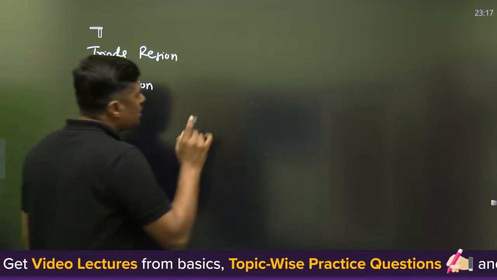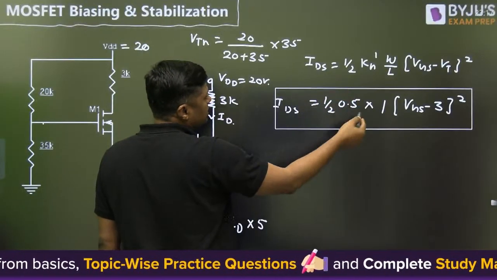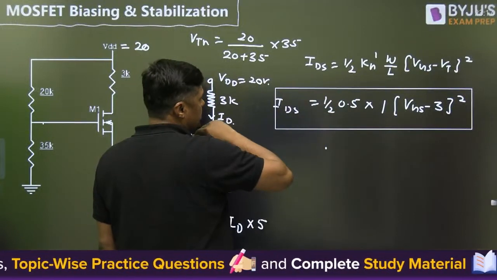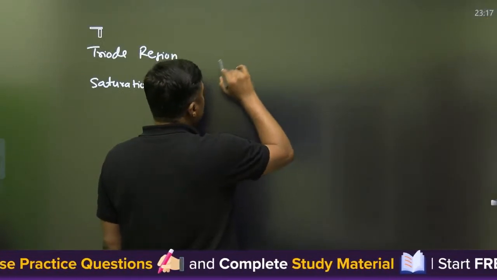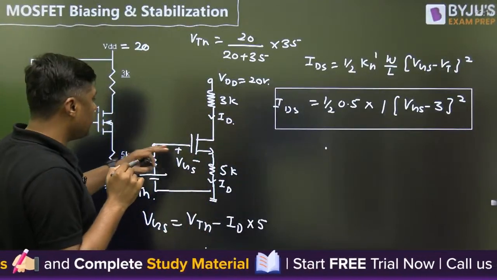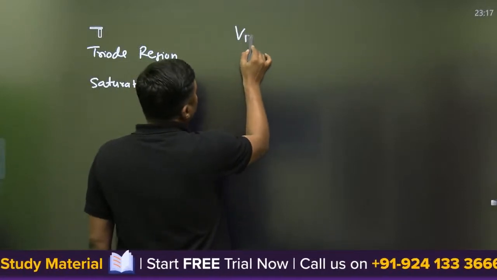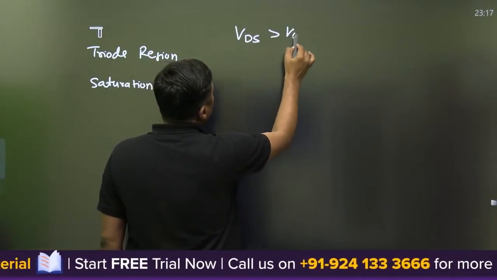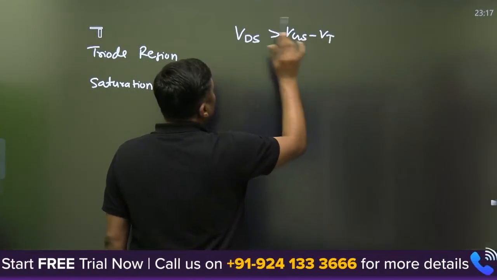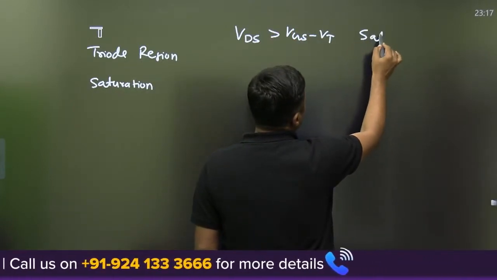Triode means if you are assuming that it is in what? Saturation, because when we are using this formula, we are assuming it is in saturation. You can verify from the diagram also, right? Once we are applying the voltage and that RD is connected, then find the VDS and it should be greater than what? VGS minus VT. If it is greater than VGS minus VT, then it is in saturation region.